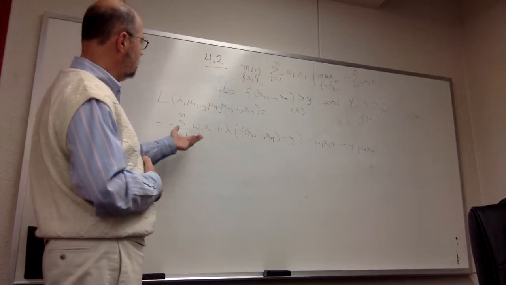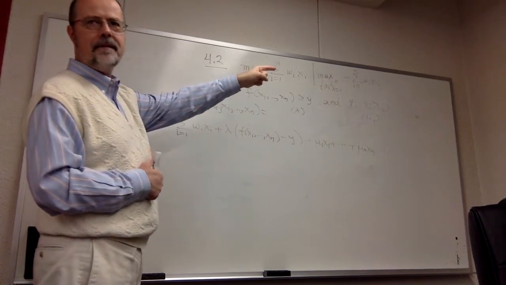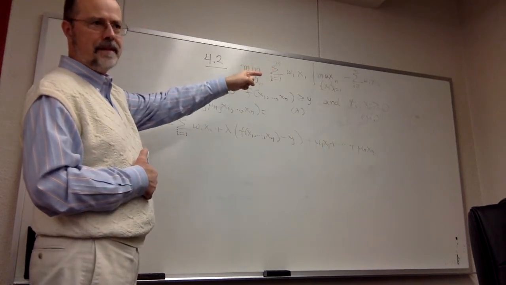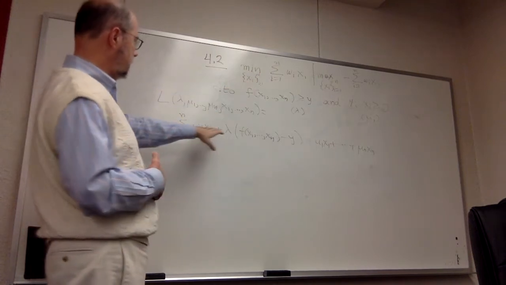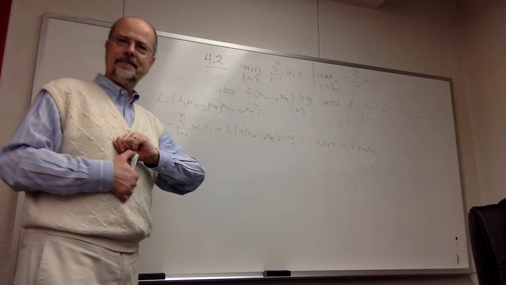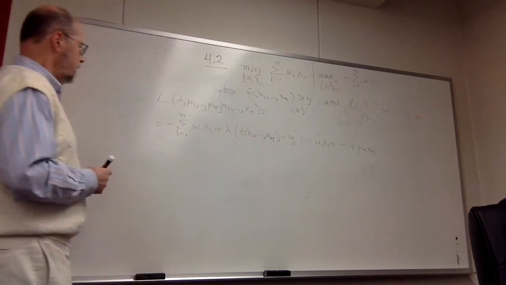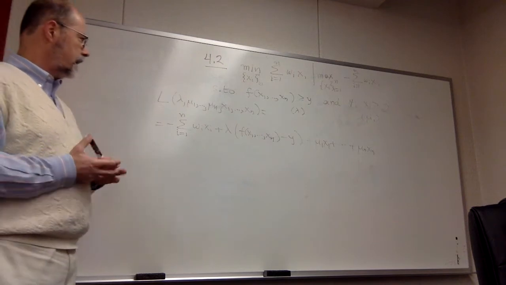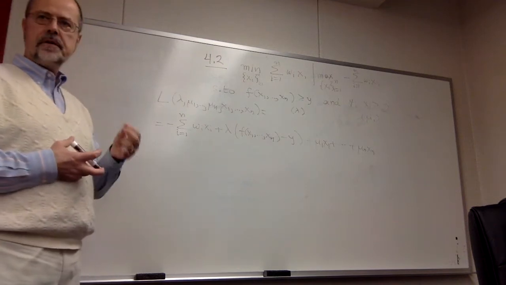It's going to make it look a little funny because I'm maximizing the negative. So when I take derivatives here, I'm going to get a negative Wi, and that's fine. Let's write them down and we'll see. So, let's take the derivatives with respect to every choice variable.